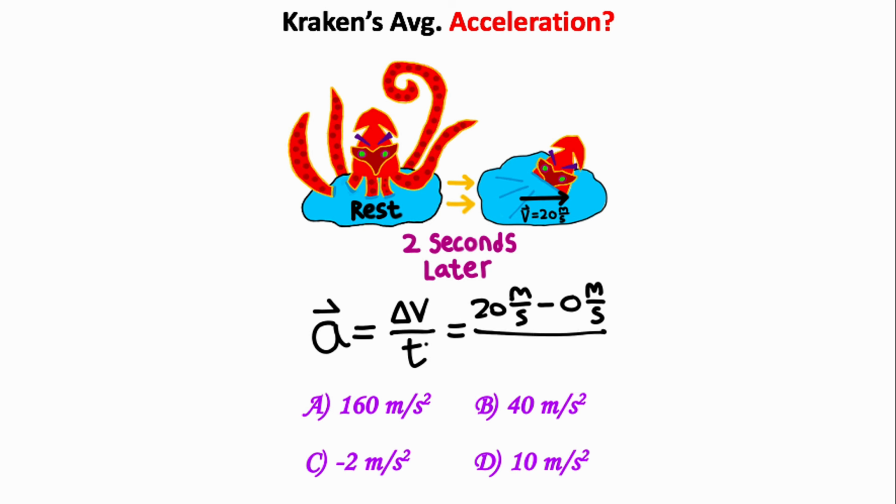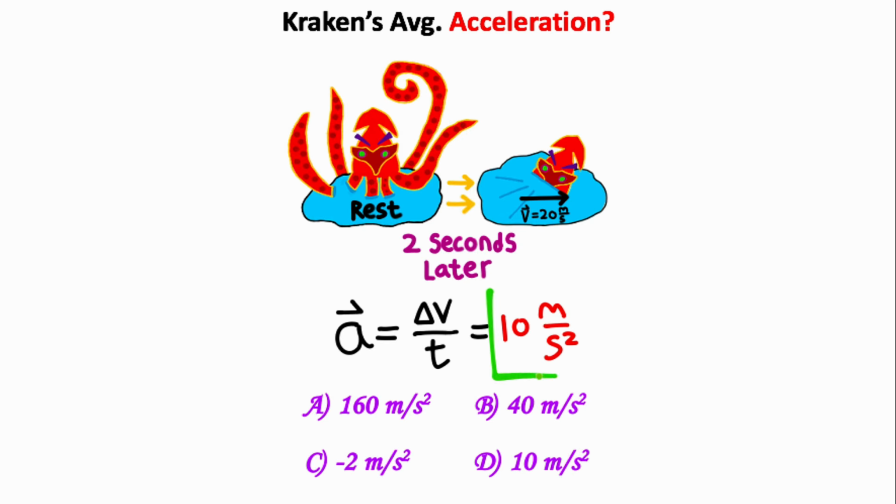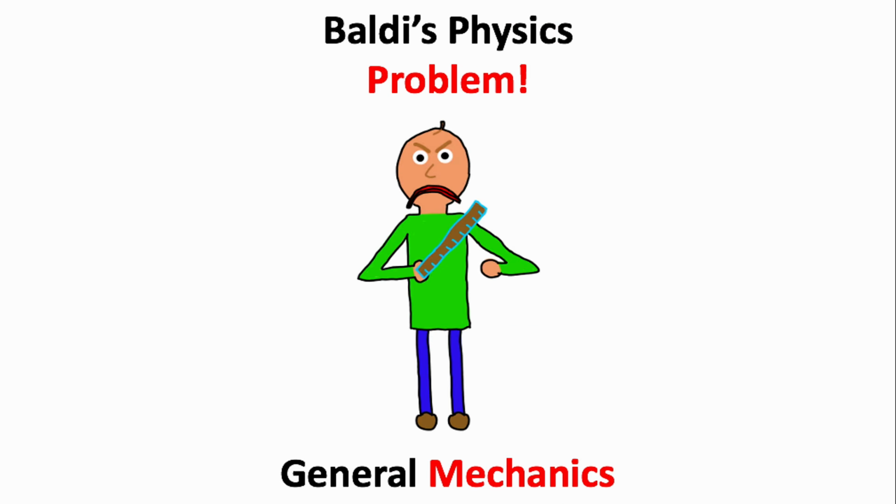I'll then divide this by the time, which in this case is 2 seconds. So we have 20 minus 0 divided by 2, which should give you an average acceleration of 10 meters per second squared. So this is how fast the kraken is accelerating, and this matches with option choice D. So if you ever see this kraken, you better hope that you're either in a really fast boat or that you're close to land.